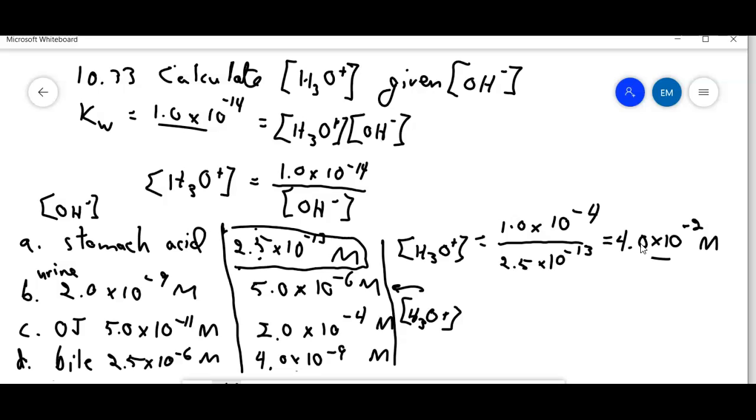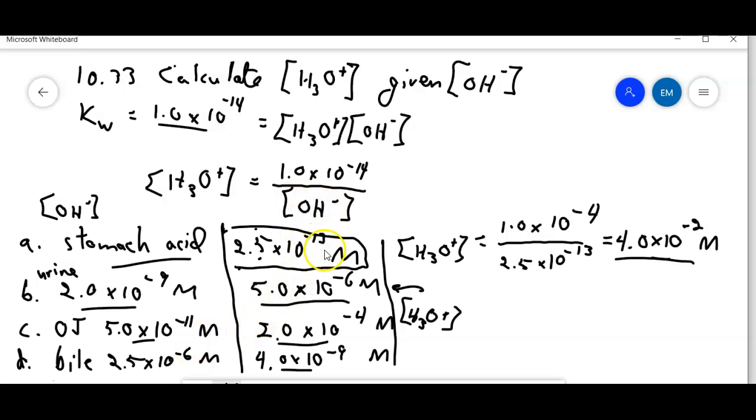What happens when you're hurrying? That's why you get in the practice of doing a lot of these problems and going back and checking your work. And the more you do that, the more you root out some of these mistakes. Okay, but these are the answers here. This one is for stomach acid, 5.0 times 10 to the minus 6 for urine, 2.0 times 10 to the minus 4 for orange juice, then for bile, 10 to the minus 9th.